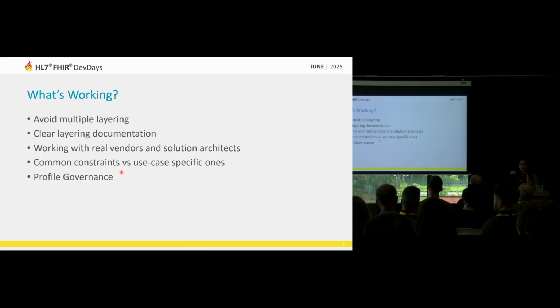We've started identifying what our common constraints are versus the use case specific ones. So this is really working. And profile governance, this one is a bit of a challenge. We have started making this governance a centralized body from a jurisdictional perspective so that we know what constraints are needed in the province and can meet the specification according to that. So there's a bit of work in progress on this one, but I feel like if we can have a combination of layering discipline, stakeholder or vendor engagement, and strong governance, this might work.